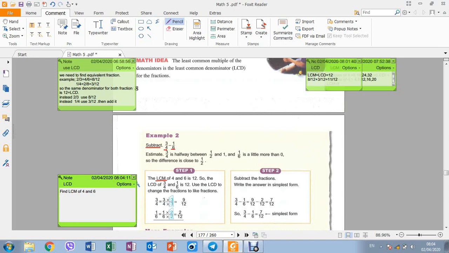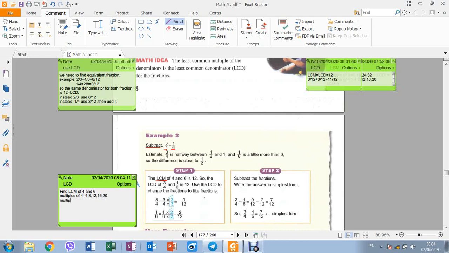At first we need to write what? Multiples of 4. 4 times 1 equal to 4. 4 times 2, 8. 4 times 3, 12. 4 times 4, 16. And 4 times 5, 20. 4, 6 is the same.